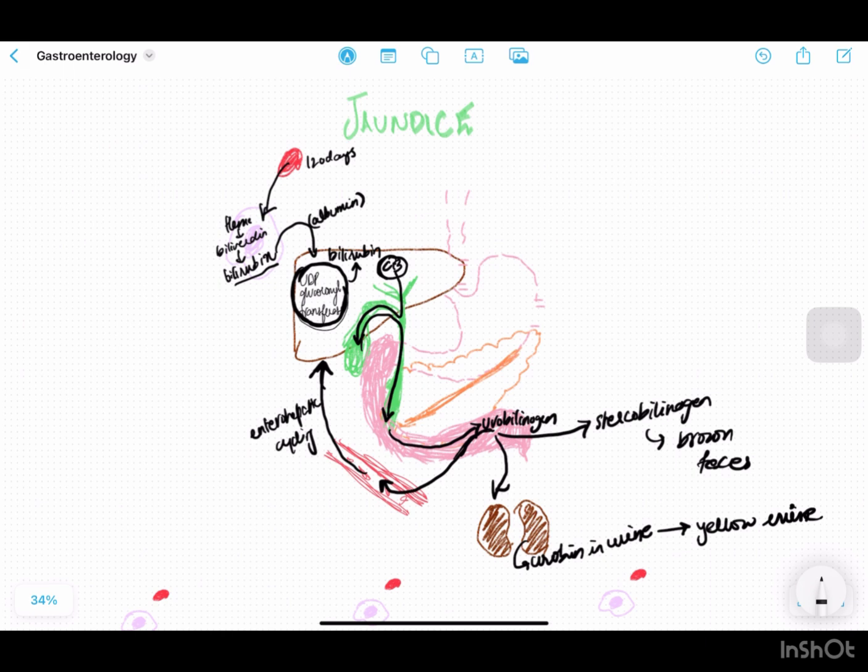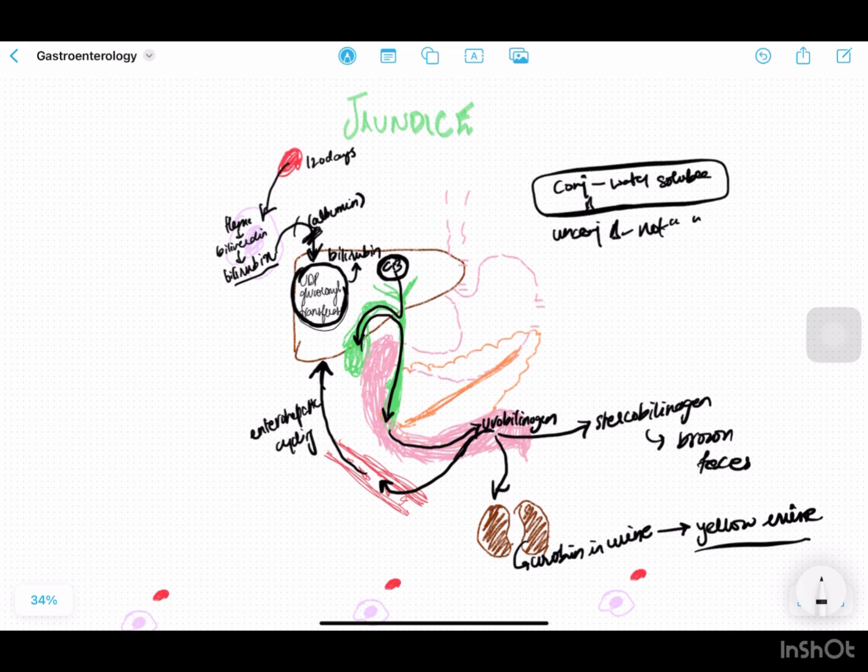Now, conjugated bilirubin is also something that can dissolve in the urine. Conjugated bilirubin is water soluble. Unconjugated bilirubin, that means the bilirubin that is here before it reaches the liver, is not water soluble. So if you see bilirubin in the urine, you have to realize that this is going to be conjugated bilirubin. Yes? And conjugated bilirubin can also impart increased yellow pigmentation or darkness to the urine.